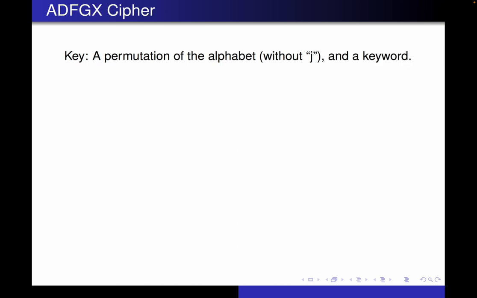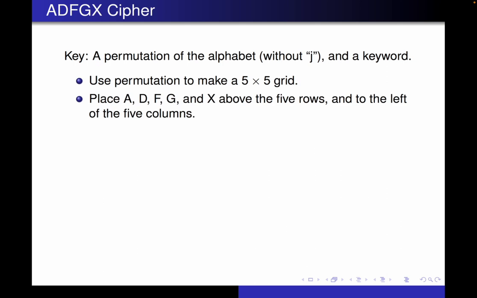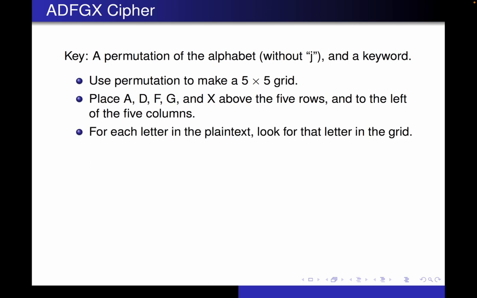All right, so for our key, we're going to have a permutation of the alphabet, again, excluding J, so we can have a 5x5 grid. And we also want a keyword for when we do the columnar transposition. So we're going to use that permutation to make a 5x5 grid. We're going to place A, D, F, G, and X above the 5 columns, and then we're also going to place those same letters to the left of the 5 rows.